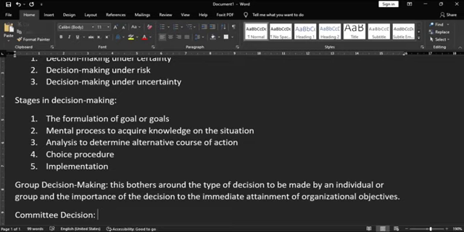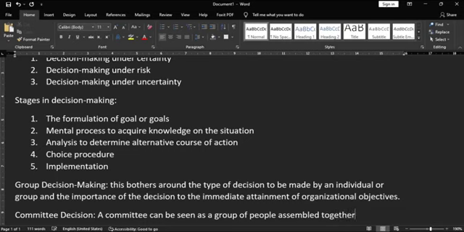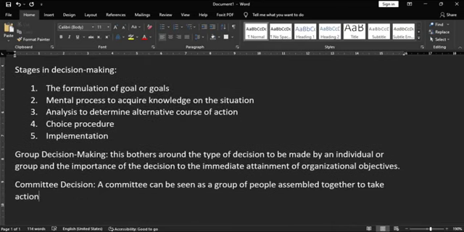Therefore, a committee can be seen as a group of people assembled together to take action on an administrative task.